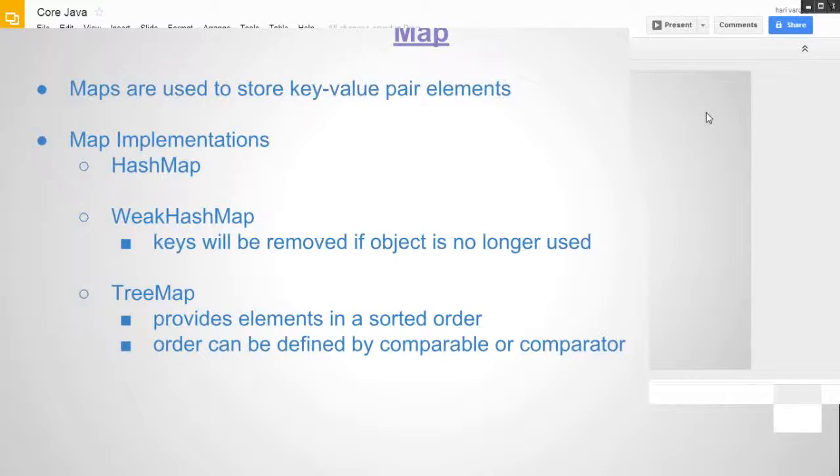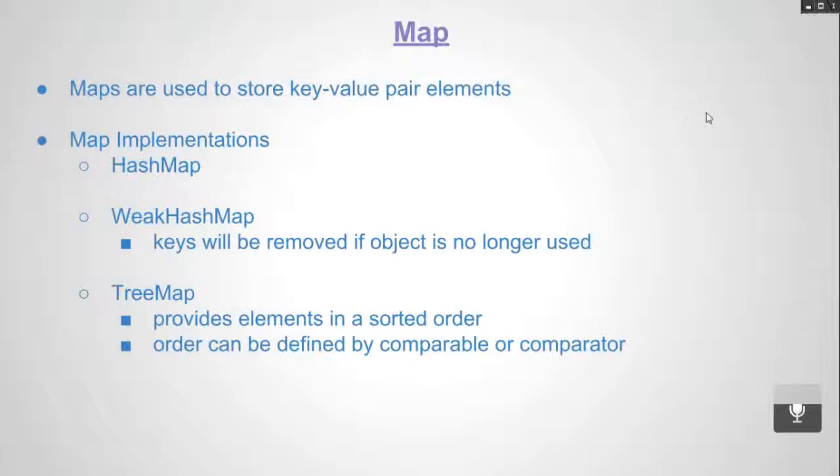Tree map provides the elements in sorted order similar to tree set. So it will return you the keys in a sorted order so that you can access the elements in a map in a sorted order. If you want to access the elements in the sequential order in which they were inserted, there is another map implementation, that is linked hash map.